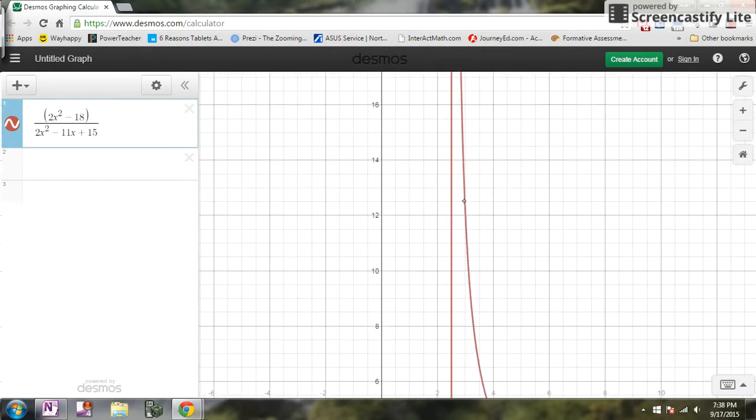Let me see. Look right here. Where's 3? There you are, 3. Boom, look, that undefined right there, 3? There's actually a hole on Desmos, but we would have never found that if I didn't know it was there. And so that's something you want to watch for.